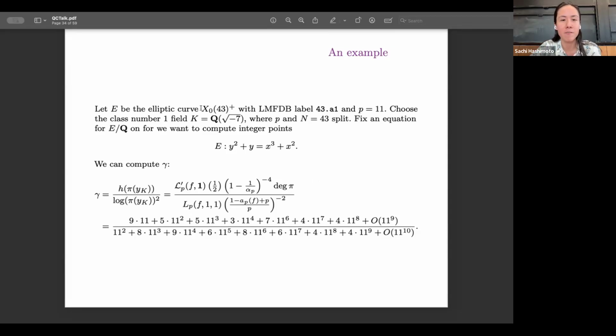So if E is this elliptic curve, say X_0(43)+, we can pick some prime number like 11, and then we have to also pick some class number 1 field. So here I've chosen Q(√-7). And then we have this elliptic curve. We want to compute integral points. And what I've done, in some mysterious way, is compute gamma by computing the special value of Perrin-Riou's L-function over the special value of the Bertolini–Darmon–Prasanna L-function. And there's this explicit constant that you haven't seen in all its gory detail yet.